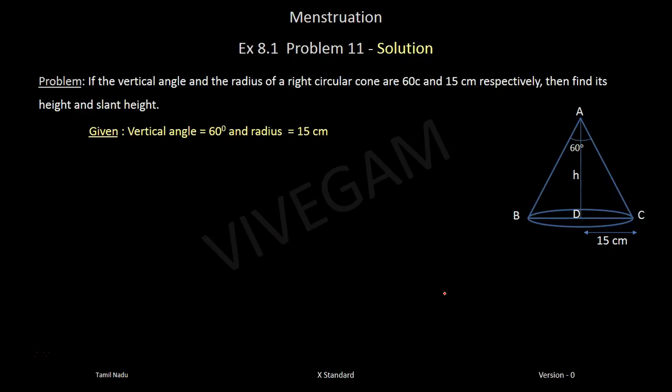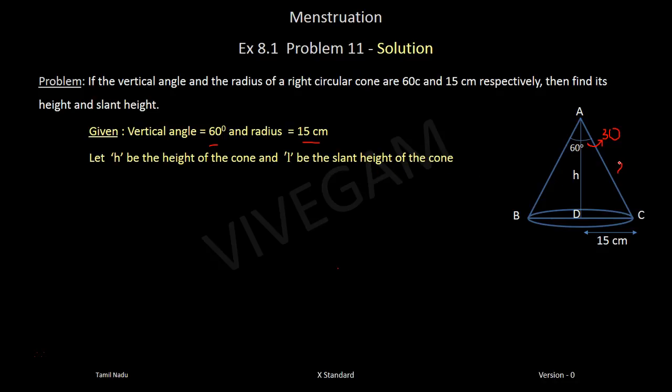Okay, the solution. We have the vertical angle given as 60 degrees and the radius is 15 centimeter, and the figure is so. This is a cone. The central angle is 60 degrees. In two dimension, this angle becomes half of it. That is, angle CAD is nothing but 30 degrees, half of the 60 degrees. And this is 15 centimeter. Now let H be the height of the cone and L be the slant height.